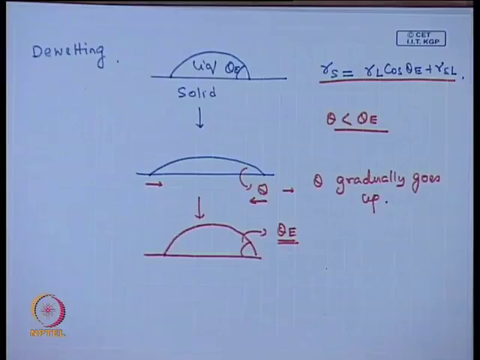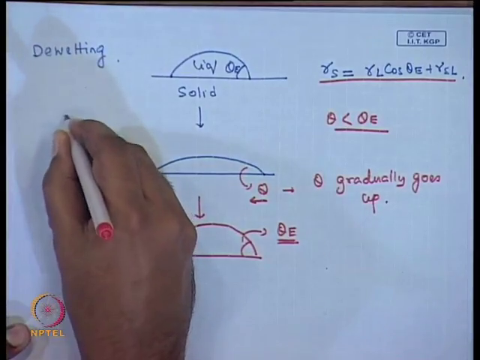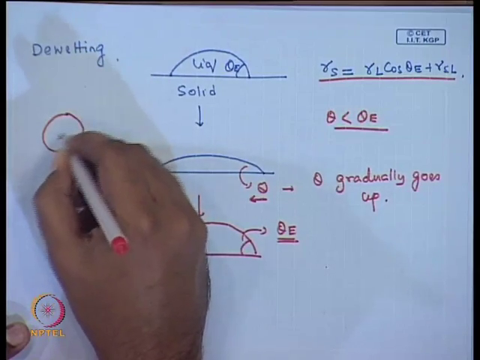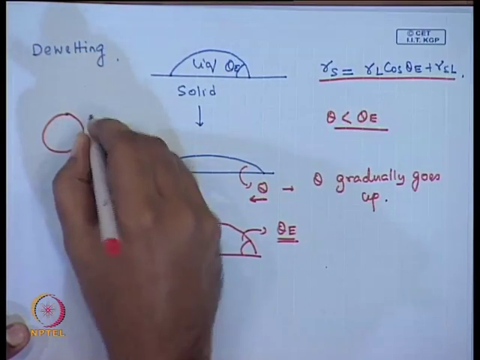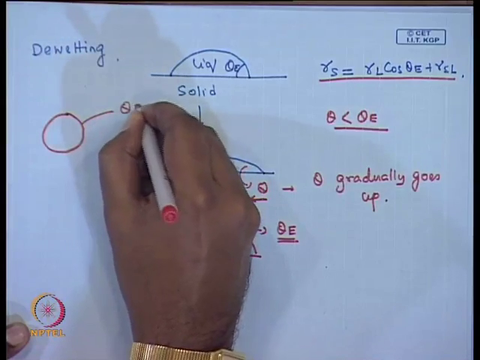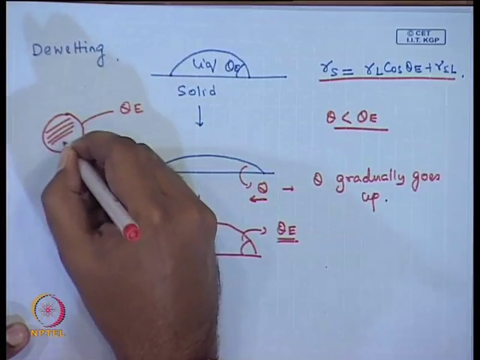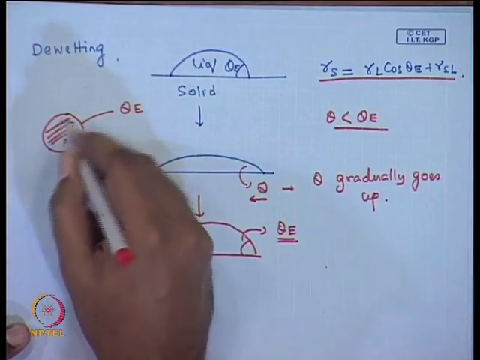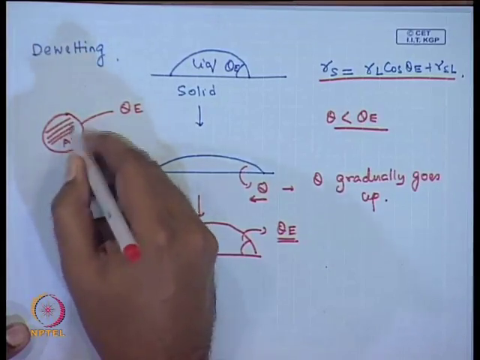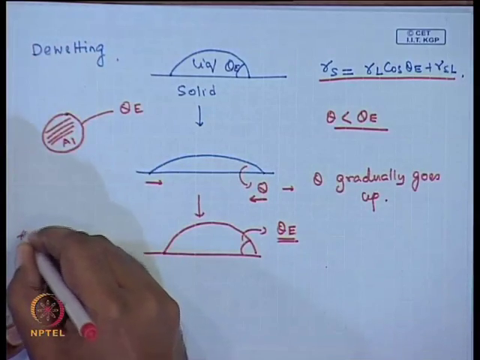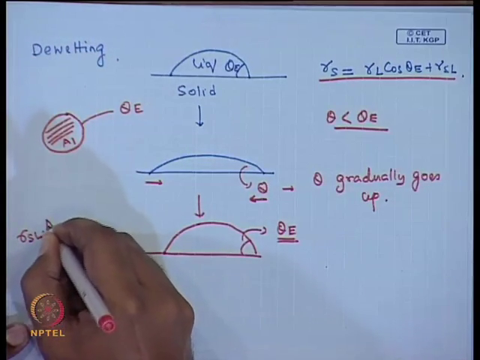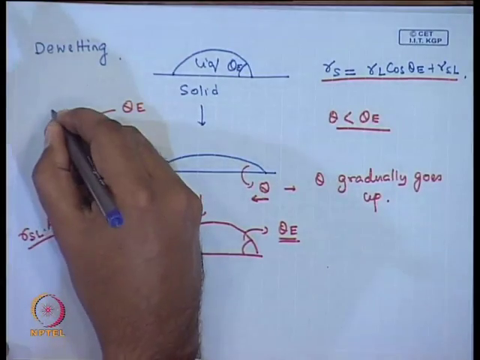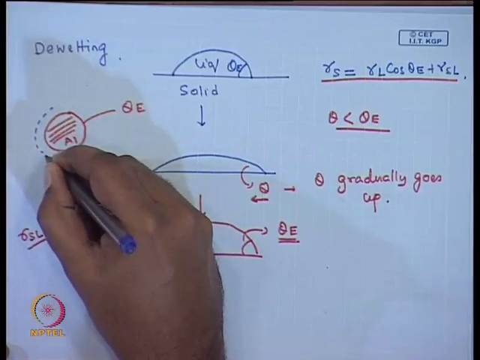So, if we revisit this problem again, this corresponds to the size of the droplet corresponding to the equilibrium contact angle theta e. Let us say this area is A1. This is now the liquid-solid interfacial contact area, so the energy is gamma_SL into A1. Now, by way of spreading you have reduced theta. So, essentially the contact line has shifted over here.